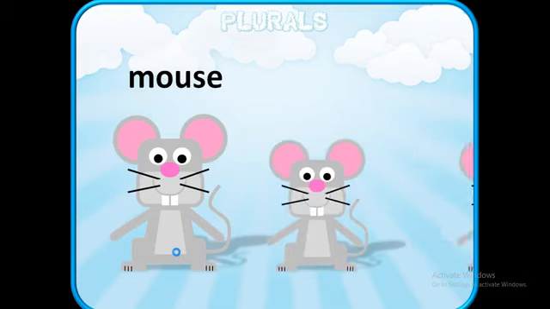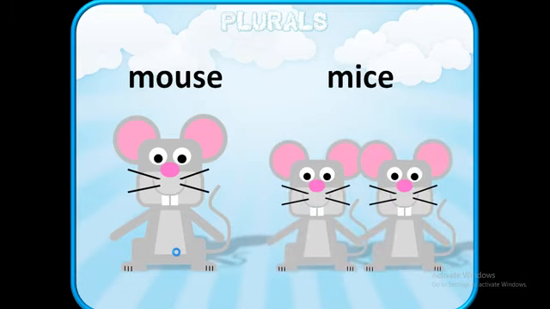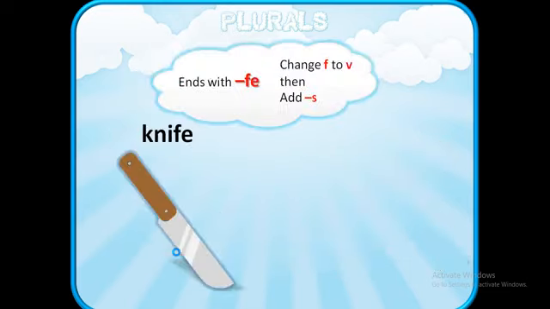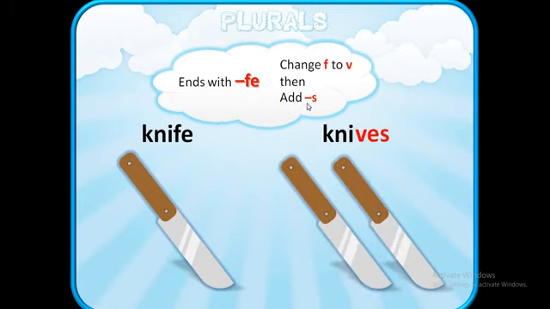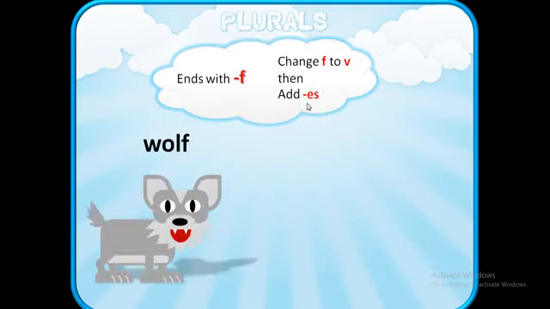Mouse, mice. Mouse and mice, the plural of mouse. Now, knife. It ends with FE. What are we going to do? We are going to change F to V, and then we are going to add S, replacing the E that is already there. So knife becomes knives.